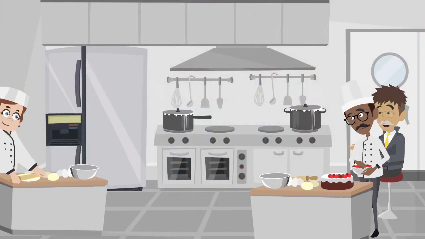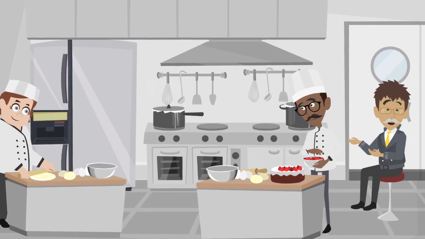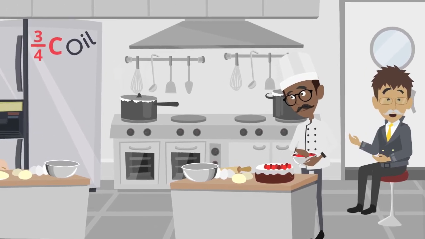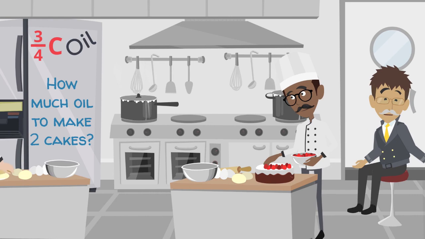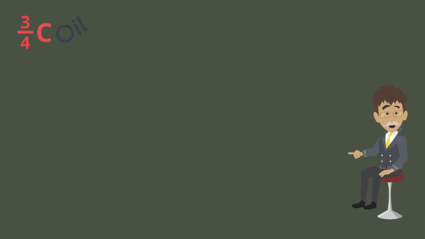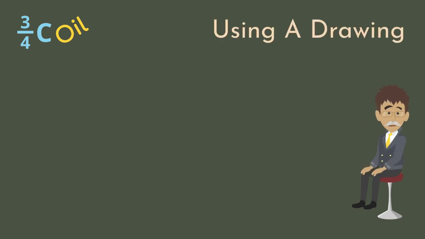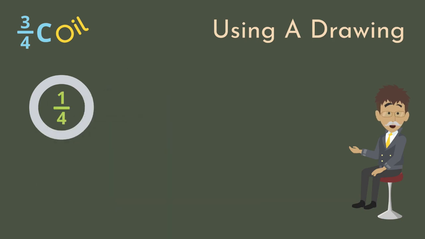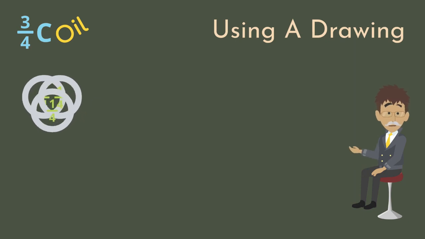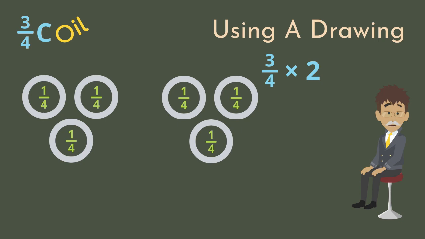Let's go back to the cake I mentioned at the beginning of this video. Each cake requires 3/4 of a cup of oil, and I must make 2. I will represent the situation visually first to find the total amount of oil. One way is to make a drawing. I will draw a circle with the fraction 1/4 inside to represent 1/4 of a cup. For this problem, I need 3 circles for each cake, thus 2 sets of 3 circles.